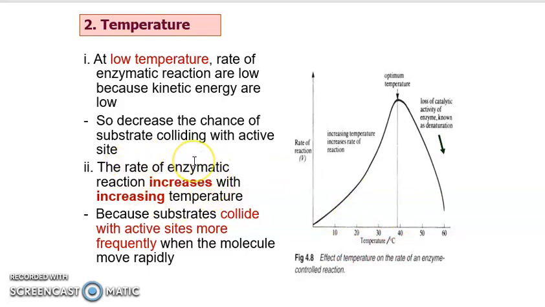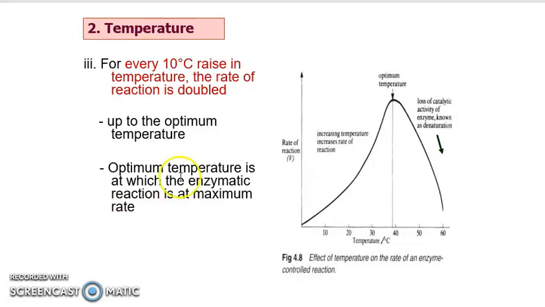Also, it will be increased by increasing the temperature. Because of what? Because substrate collide with active site more frequently when the molecule move rapidly. Okay, and then for every 10 degrees Celsius rise in temperature, the rate of reaction is double, up to the optimum temperature.